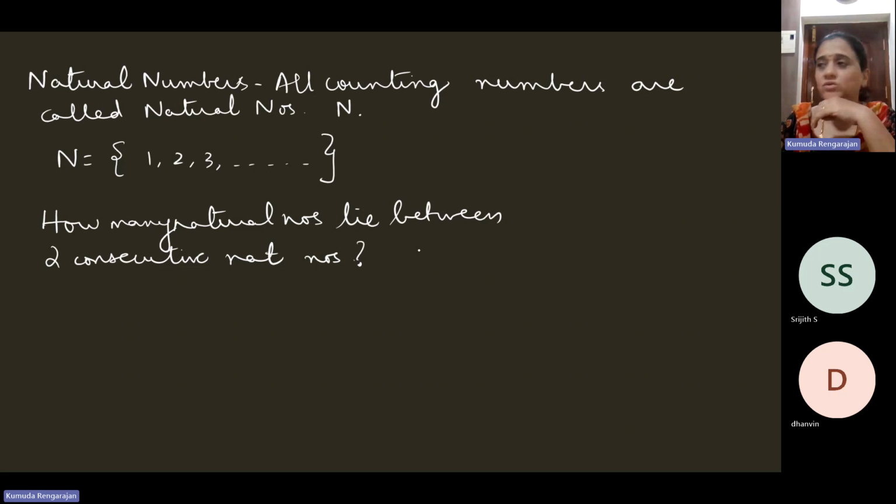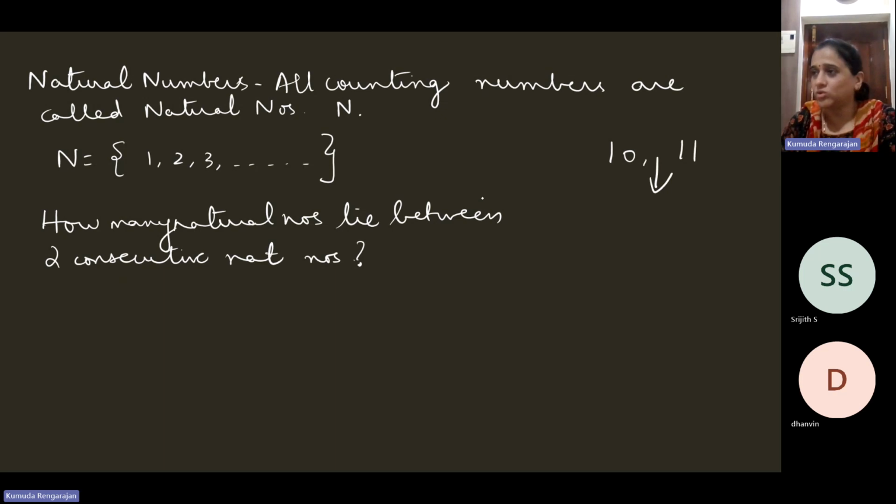None. So the correct answer is there is no natural number lying between two consecutive natural numbers. Let's understand that using an example. Now, 10 and 11 are two consecutive natural numbers. Now tell me a natural number between 10 and 11. There is no natural number between 10 and 11. There are many numbers lying between 10 and 11, but there is no natural number. The question is, is there any counting number lying between 10 and 11? No.